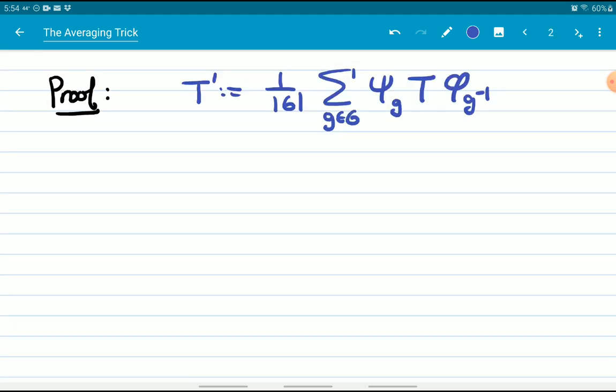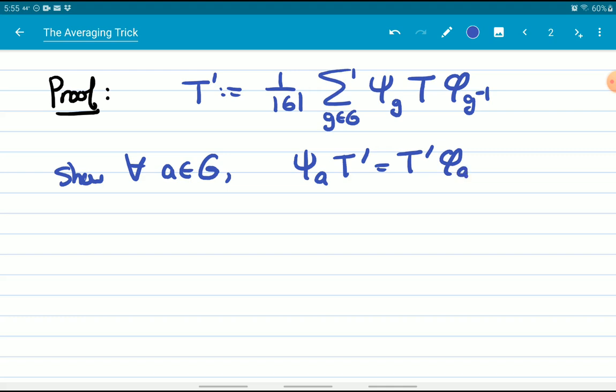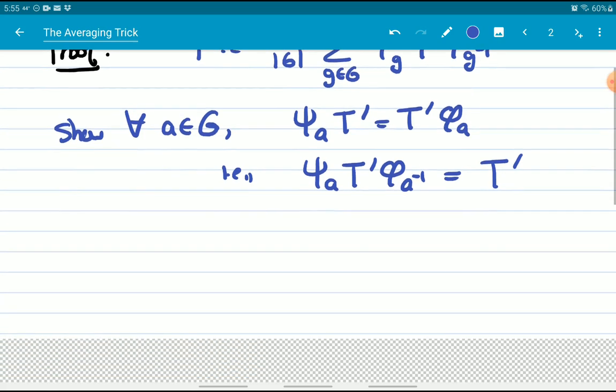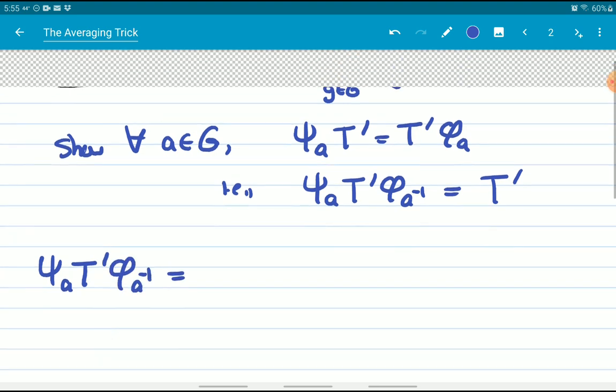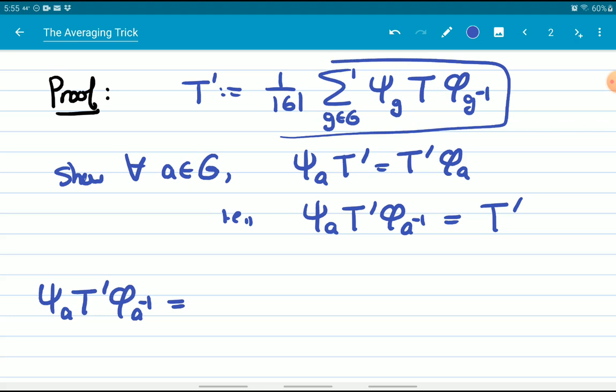Okay, so the proof is just a straightforward calculation. I need to show that for all elements of the group G, psi sub A T prime is T prime phi sub A. Or in other words, because phi sub A is an isomorphism, I can replace it with its inverse on the other side. I have to show that this gives me back T prime. Okay, so let's just do the calculation. Psi A T prime phi A inverse.